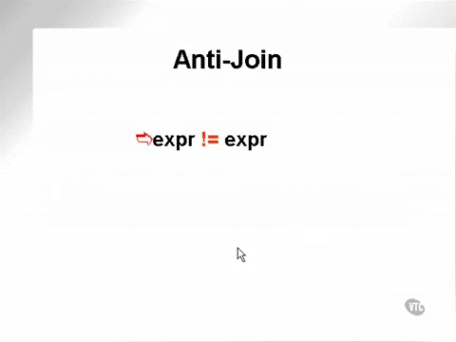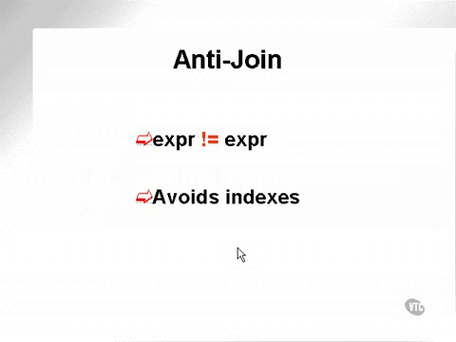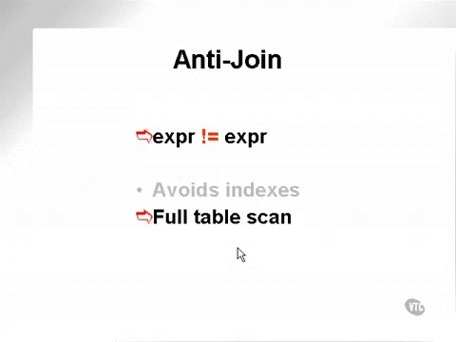An anti-join is a negative. What it's saying is, I only want to find rows that are not equal to something. The result of this is it does not use indexes, and it does a full table scan. If you've got small tables, no problem. If you've got a huge table with 1 million rows, you could be finding one record and reading 1 million rows. That's very bad for performance.